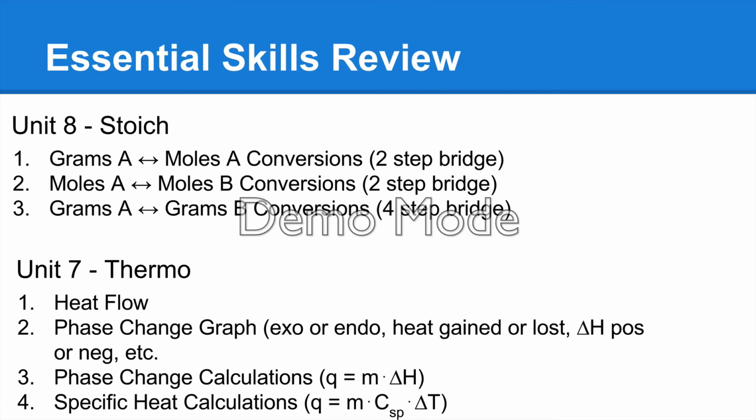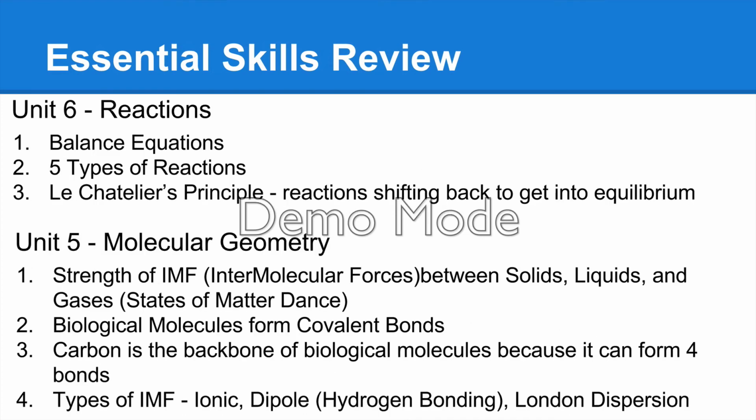Specific heat calculations: Q equals m times c_sp times delta T. And the delta T, of course, is T final minus T initial, with c_sp being the actual specific heat. So you might have to solve for Q, which is just heat, or you might have to solve for one of the other variables. Unit 6 was reactions.